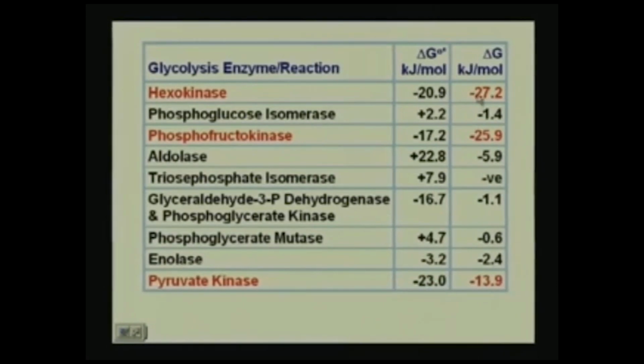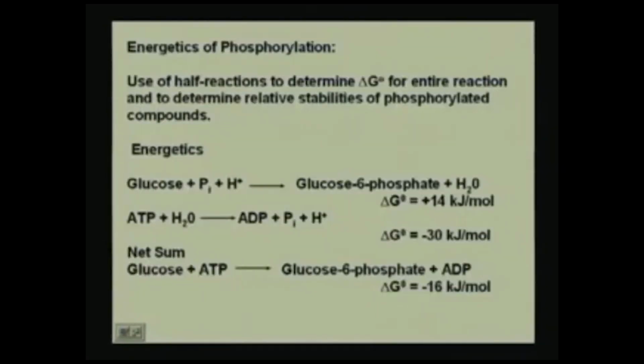They have high kilojoule per mole values, and the reason is that this is a highly spontaneous reaction where it is going to lose the phosphate. These are the ones that use coupled reactions with the ATP that provides the energy to give you the product. So if we look now at the energetics of phosphorylation, we are looking at the first step, hexokinase.